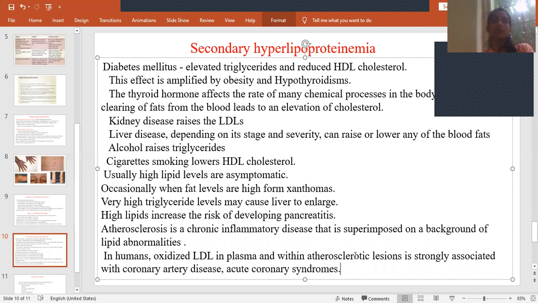And in all these hyperlipoproteinemias, when there are high lipid or lipoprotein levels, it is usually asymptomatic. Only when it is very severe, physically, what we can find is the formation of xanthomas. And if there are very high triglyceride levels, it causes the liver to enlarge. When there is accumulation of high lipids, it may cause pancreatitis, and also they cause the risk of atherosclerosis. And if these oxidized LDLs are very high in the blood plasma, they will cause coronary artery disease and acute coronary syndrome.